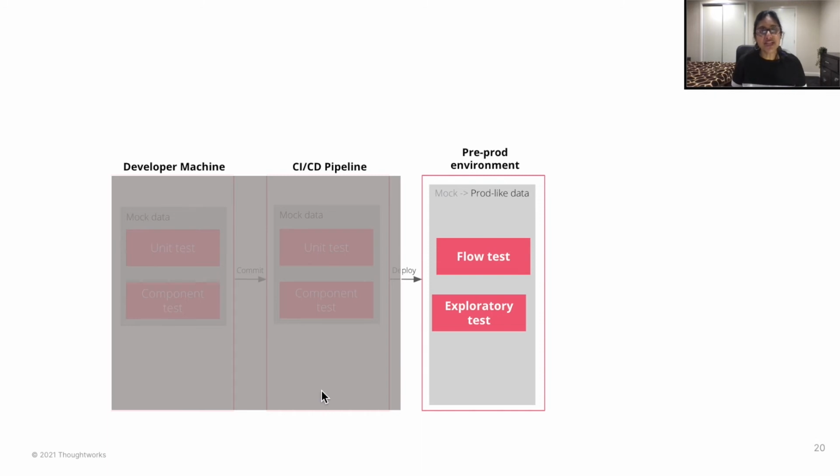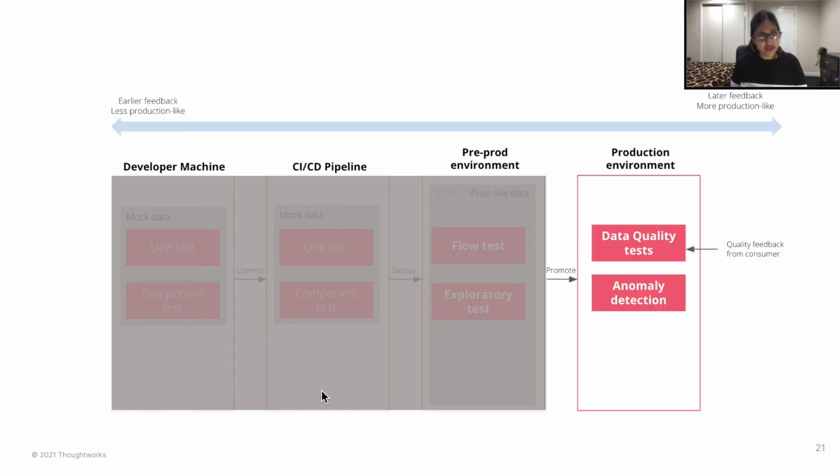The other type of testing is exploratory testing, which is used to catch quality issues that are not yet automated. This can also include cross-functional concerns, like making sure no sensitive data is logged into the pipelines. Let's further move ahead. Now we are in production.